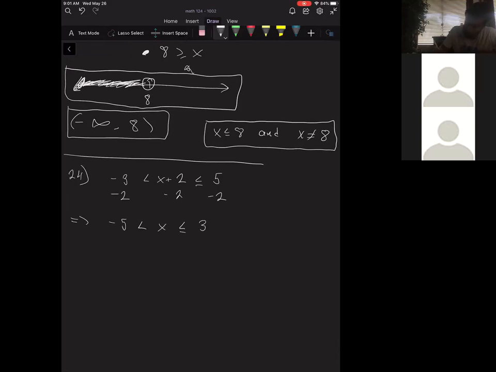So let's put this into a graph. Here's minus 5. Here's 3. This is saying x is bigger than minus 5 with a greater than sign, so we need to have an open dot, and less than or equal to 3, so a closed dot over here. And this is saying x is in between the two, so we have it shaded like this. So there's the graph. And then if we put that into an interval, it'll be minus 5 up to 3.